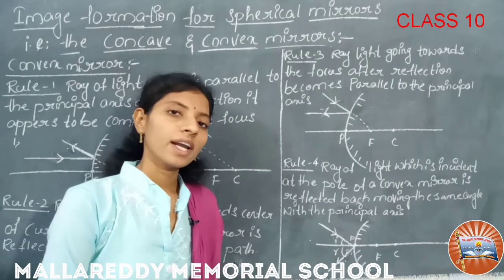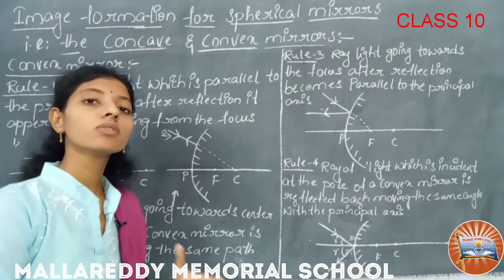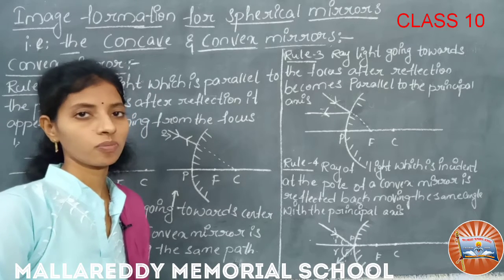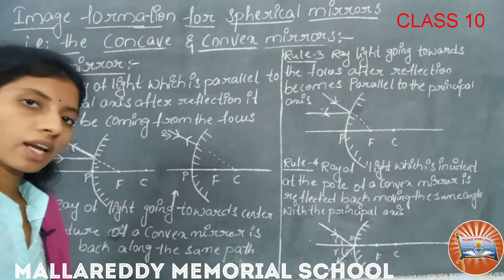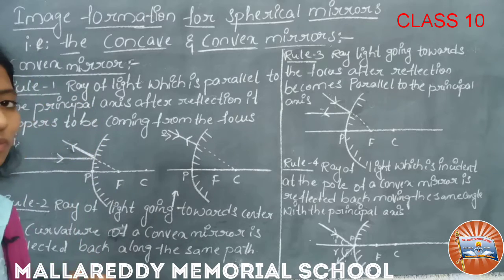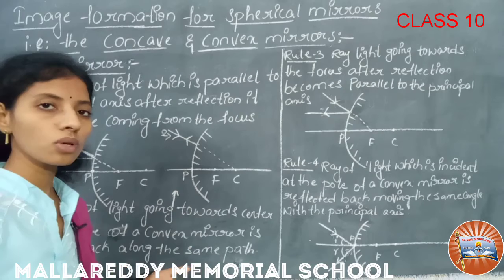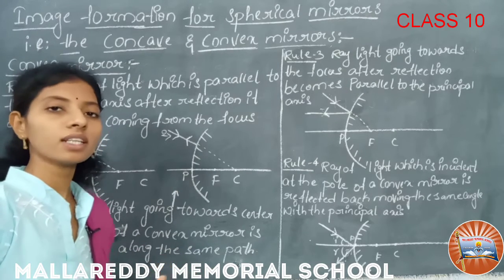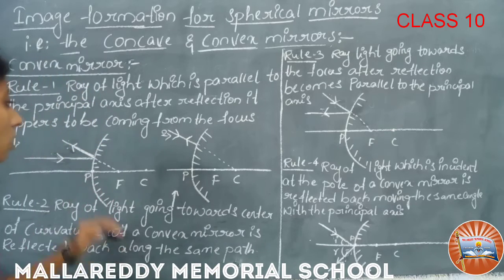Now ray diagrams for the convex mirror. In the previous video we learned how to draw the ray diagrams for the concave mirror. Now in this video we are going to learn how to draw the ray diagrams for the convex mirror. In the concave mirror we saw first 4 rules and then 5 cases to find the image on the mirror, right. Now in this also we have 4 rules, right.